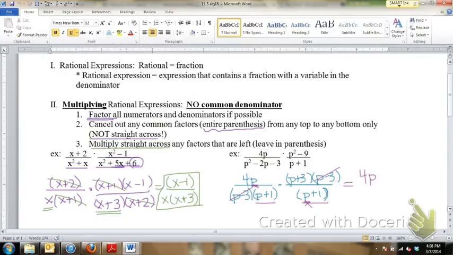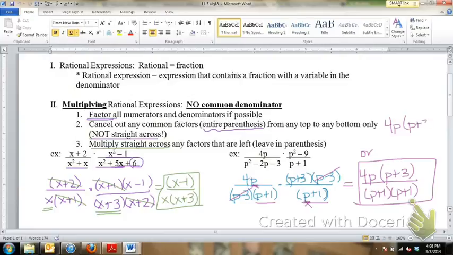So I'm left with 4p and p plus 3 on the top, and then p plus 1 times p plus 1 on the bottom, or you could write it as p plus 1 squared on the bottom if you want to be fancy. But I'd be okay if you left it like this. Or you could write it like that. Alright, so that's multiplying. Now, let's do the same idea, but this time we're going to divide.